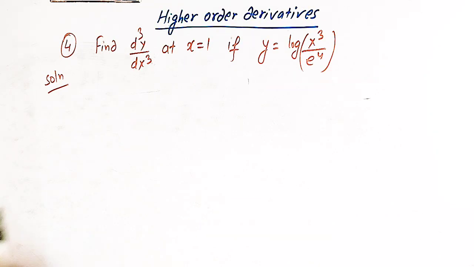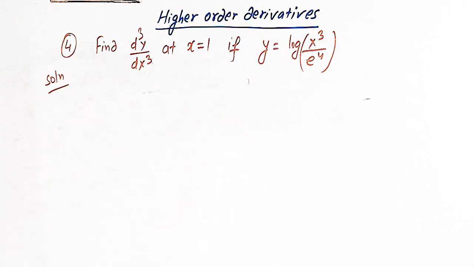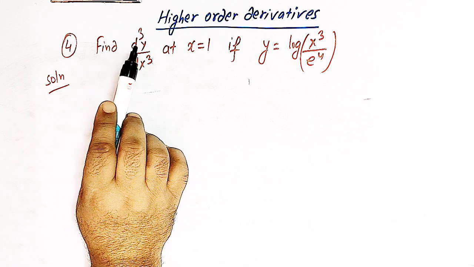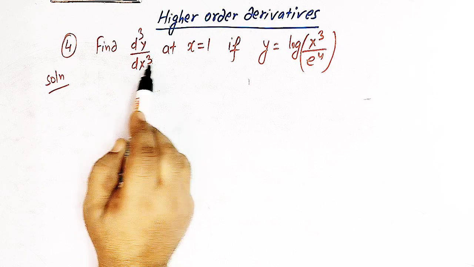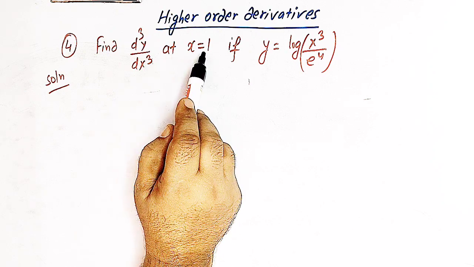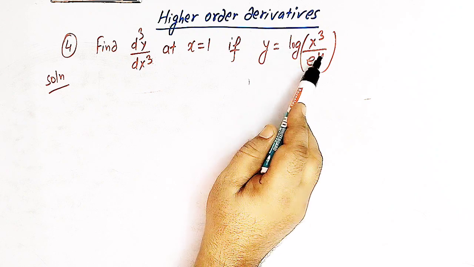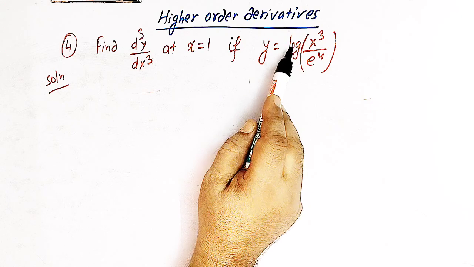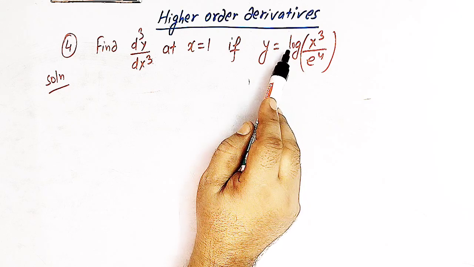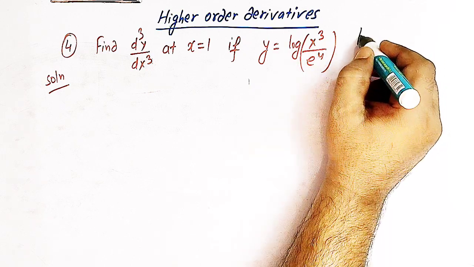So now let us consider this fourth problem. This is also a very important problem, and we have to find the third derivative, that is d3y over dx3 at x is equal to 1 if y is equal to log of x cube over e raised to 4. Right. So here we are considering the natural log, and we are using the notation log instead of ln.